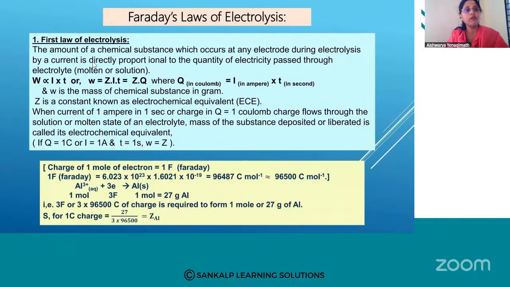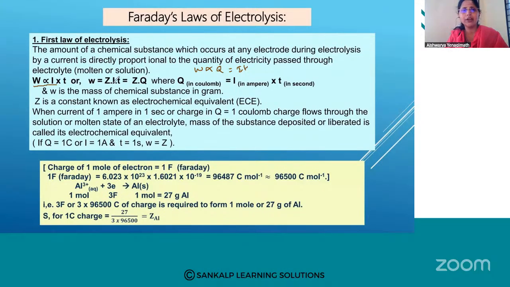He put forward a law and gave the mathematical expression for it. You can see here, W is directly proportional to Q. What does W stand for? W stands for the mass of the chemical substance deposited on the cathode. Q is nothing but charge, and you know that Q is I into T. So W is directly proportional to I into T.